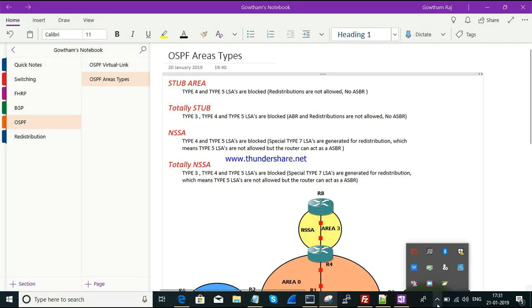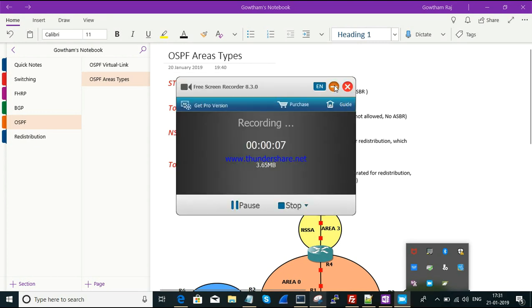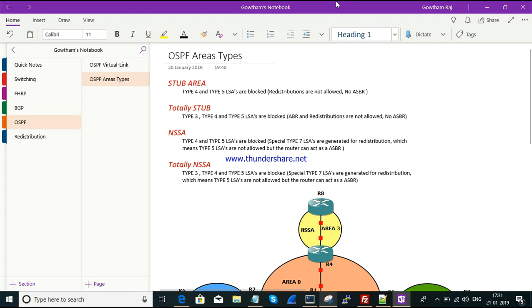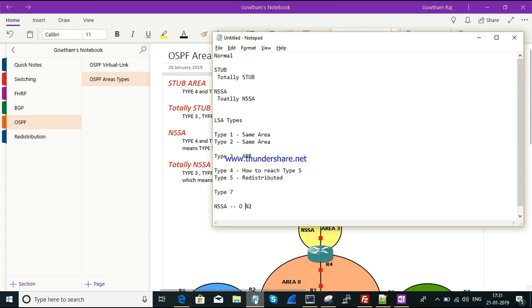Okay, all right. So we are going to see about OSPF area types in this session. Basically there are three types of areas: normal area, stub, and not so stubby.